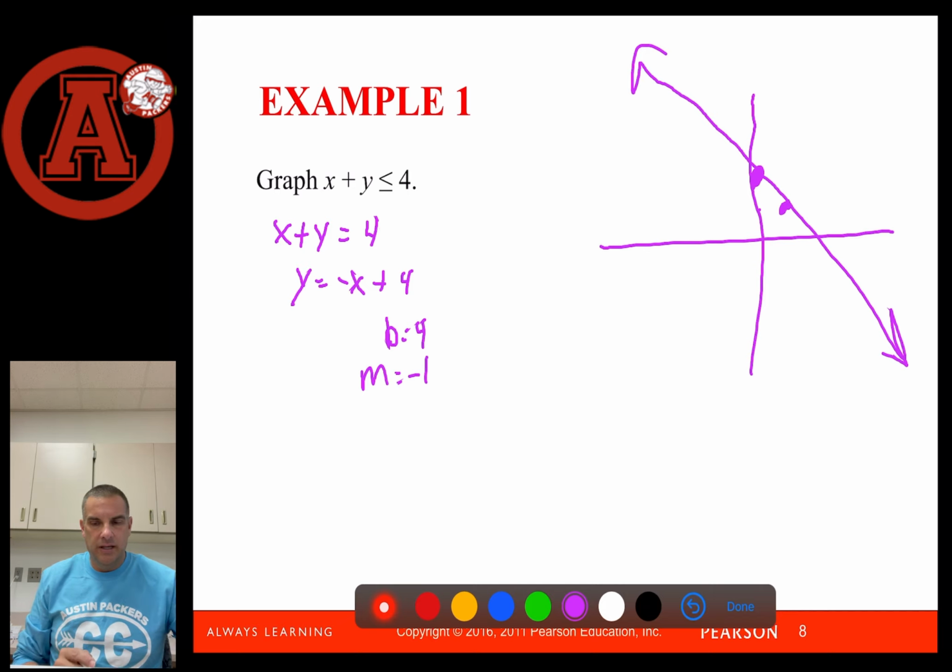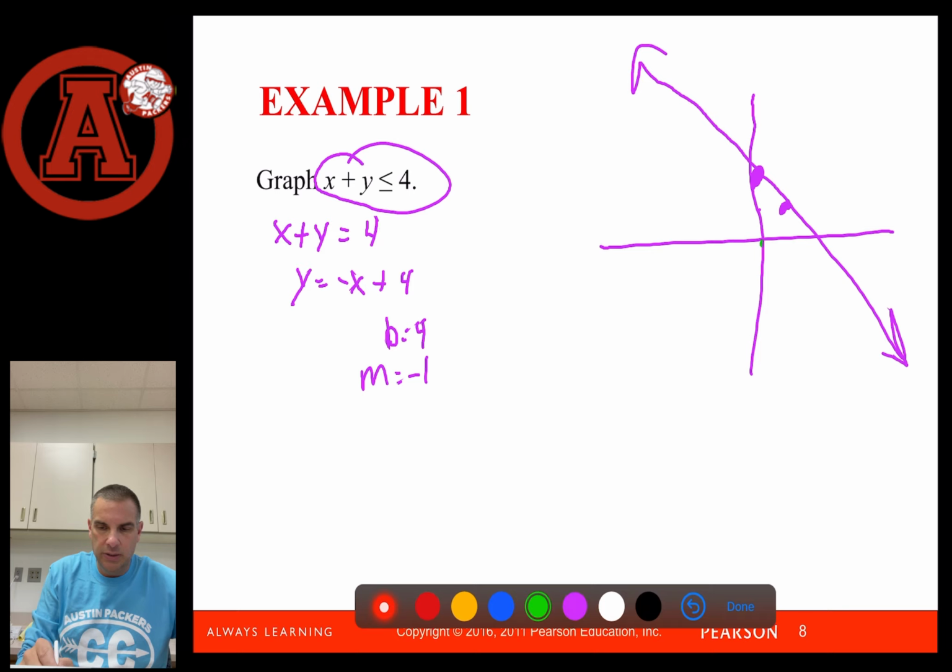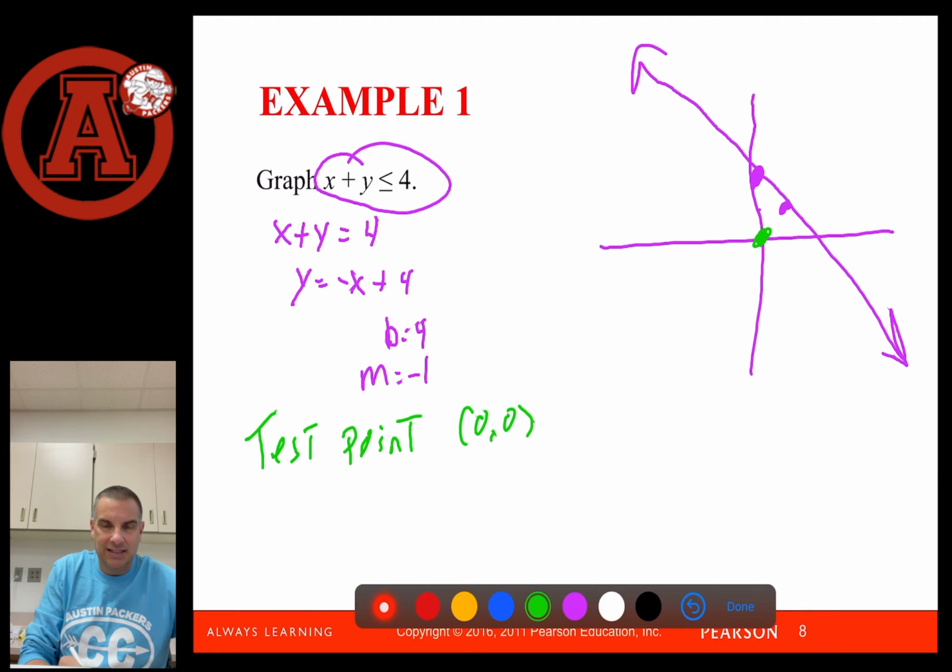Okay, now we're going to go back to our inequality. So this is our inequality over here. Step 2, now that we've got a graph, is to find a test point. We're going to pick any point that's not on the graph. If 0, 0 is not on your line, use 0, 0 every time. So we're going to pick 0, 0 because it's not on the line.